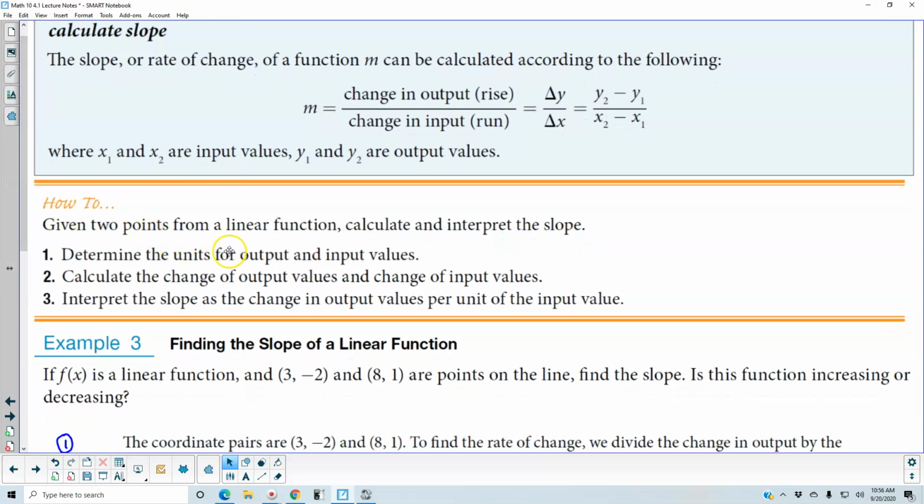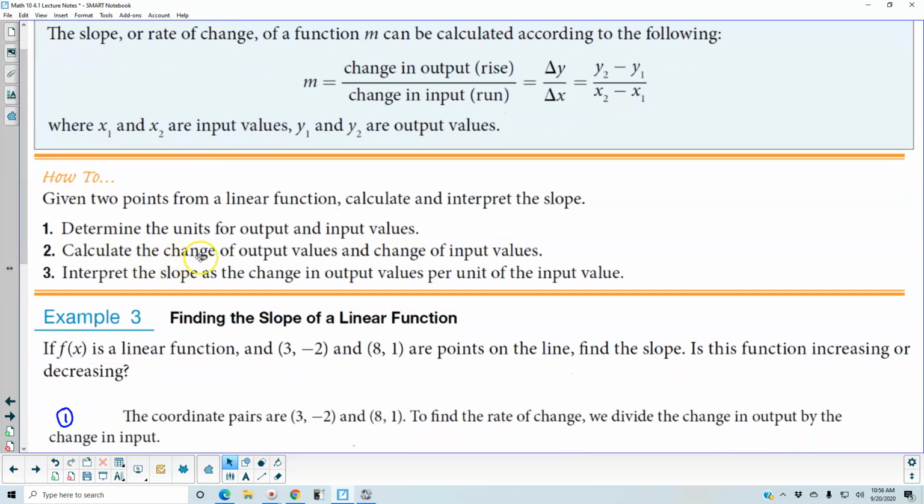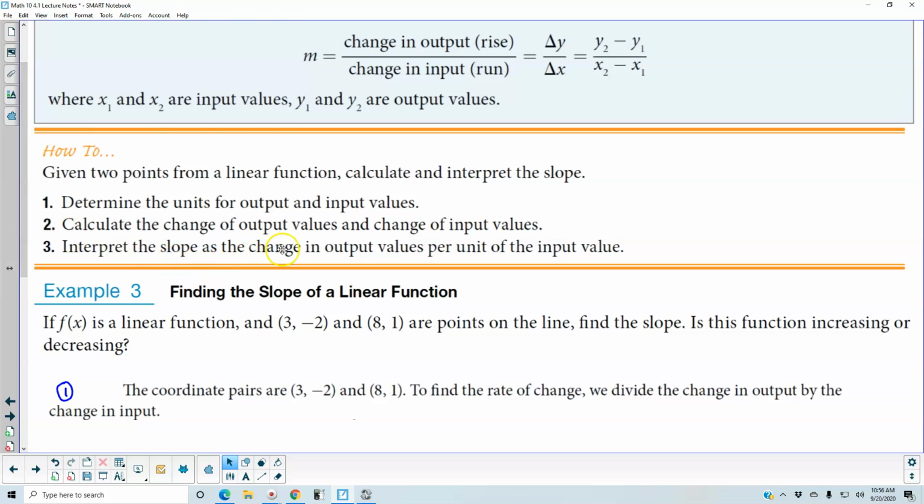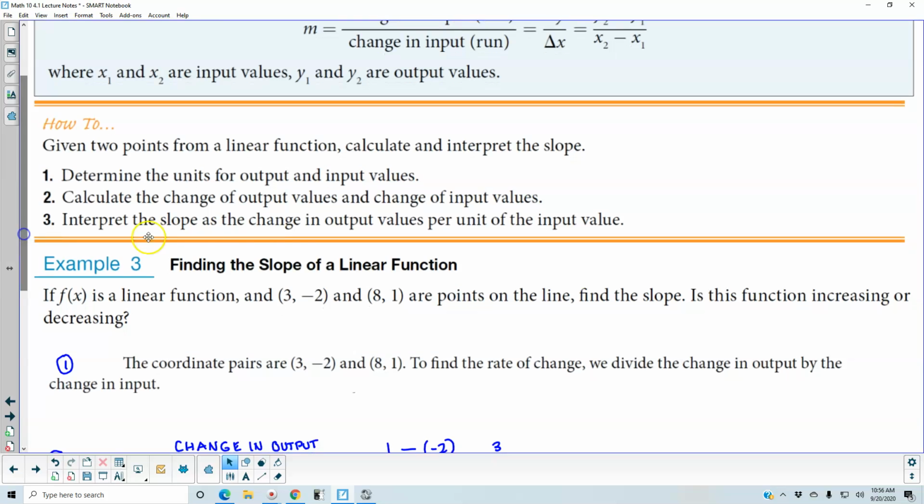Now, if we're given two points from a linear function, we're going to calculate and interpret the slope. Number 1, we're going to determine the units for output and input values. Number 2, we're going to calculate the change of output values and the change of input values. And then we're going to interpret the slope as a change in output values per unit of the input value.